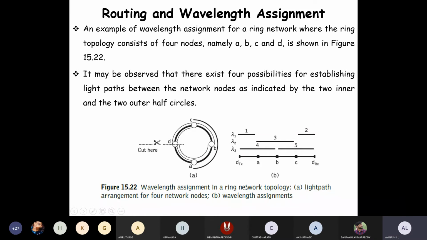There you can see the data transmission and reception, and transmission to A is available on lambda 1, as you can see at the top. From the last also it is available. Lambda 2, it is 4 and 5, also available. Lambda 3. Based on the connections from A to B and so on, we take the lambda 1, lambda 2, lambda 3 routings. This diagram indicates the wavelength assignment in the ring network topology.